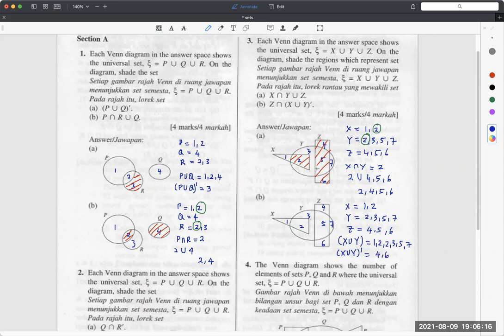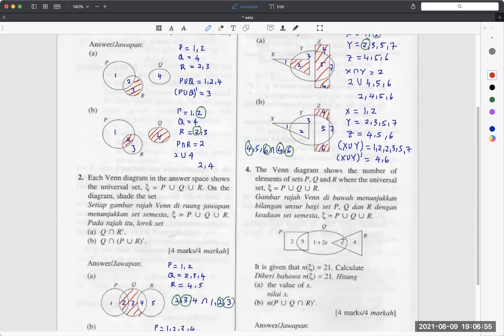Okay. Then we look at the whole question. Z intersect with 4 and 6. So Z is what? Z is 4, 5, 6. 4, 5, 6 intersect with 4 and 6. So intersection means where we have the same numbers: 4 and 6. So now baru kita tengok at the diagram and shade kawasan 4 and 6. So that's the answer for this question.